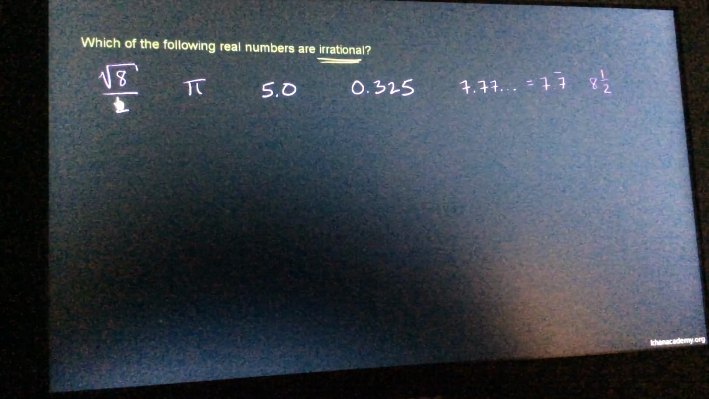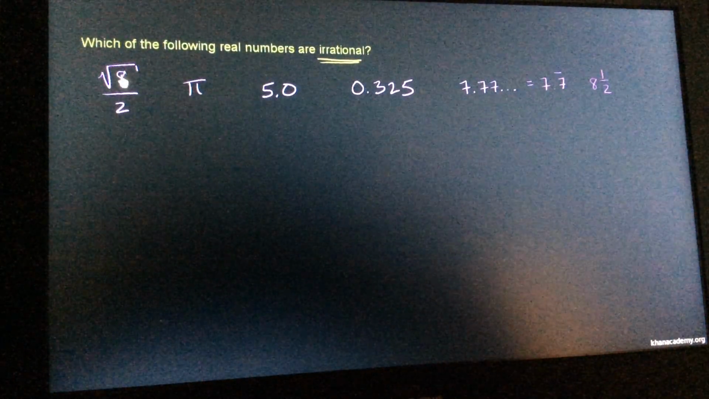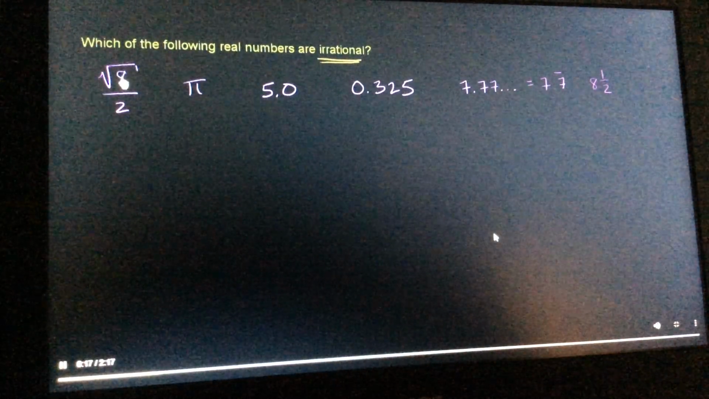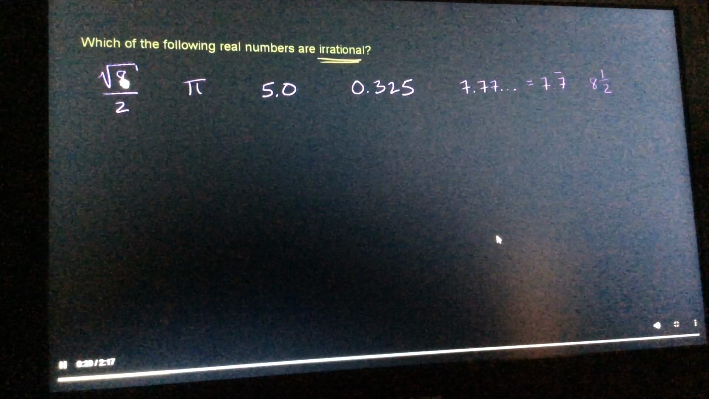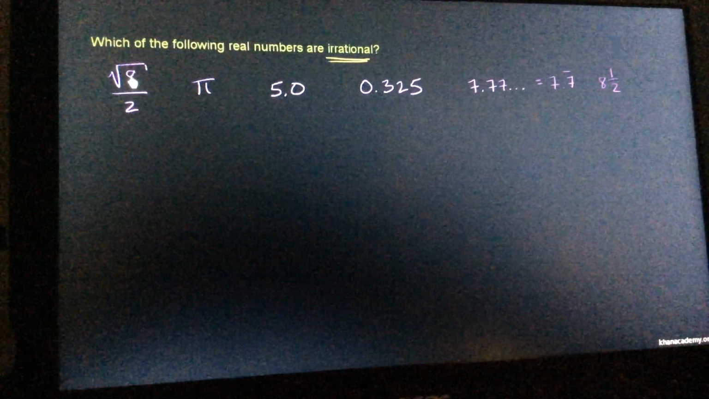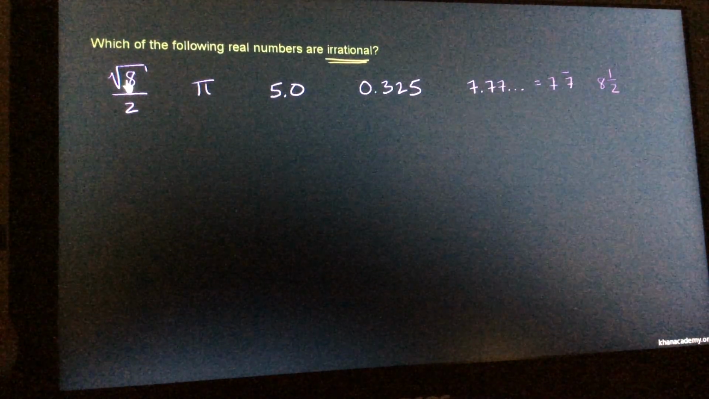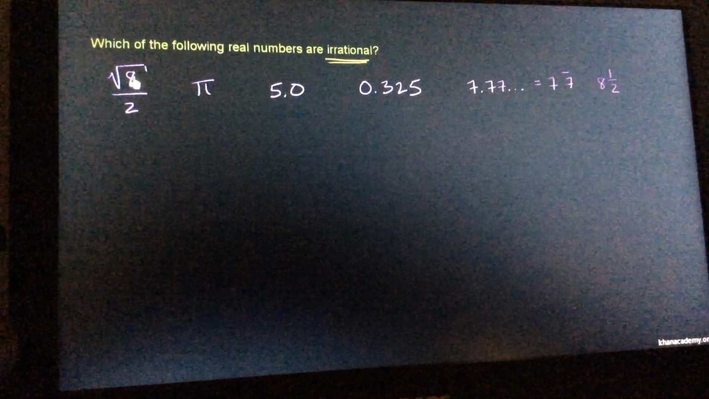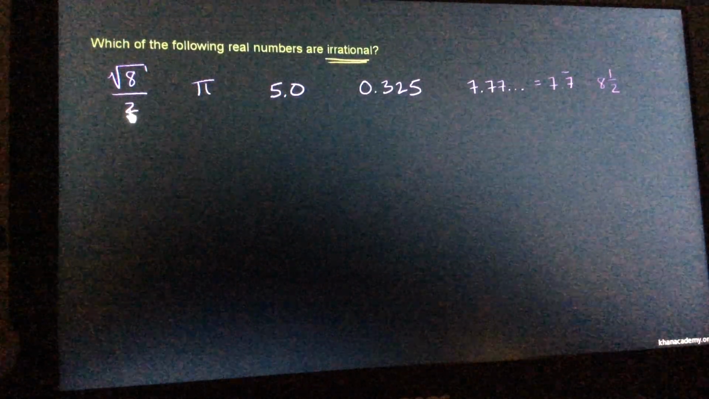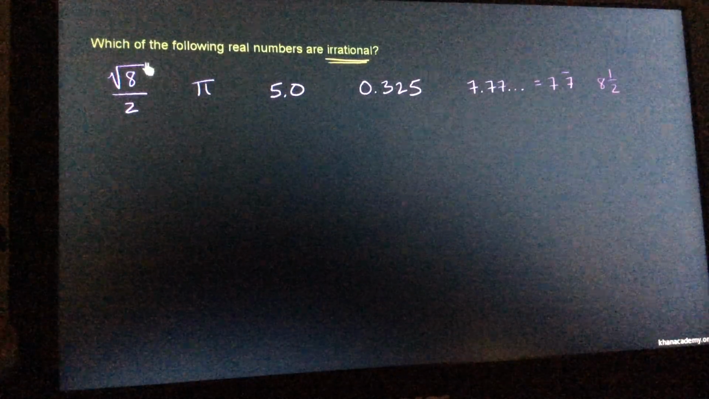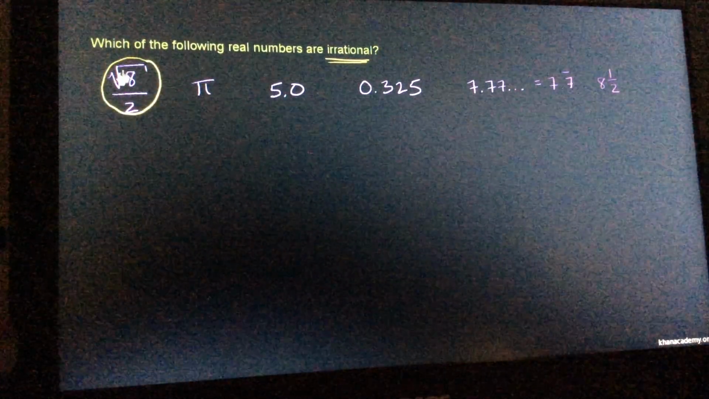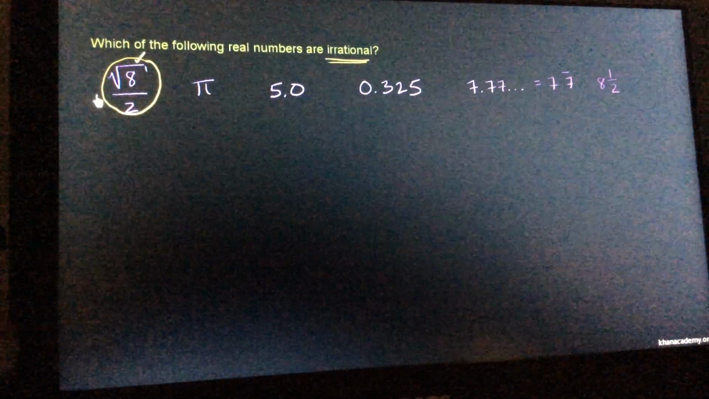So we have the square root of 8 over 2. So square root of 8, if you take the square root of a number that is not a perfect square, it is going to be irrational. And then if you just take that irrational number and you multiply it or divide it by any other numbers, you're still going to get an irrational number. So square root of 8 is irrational. You divide that by 2, it is still irrational. So this is not rational, or another way of saying it, it is irrational.